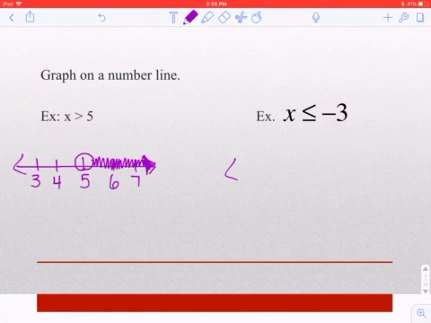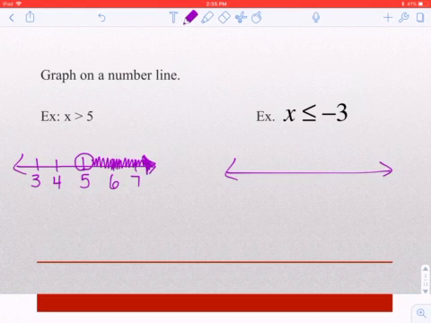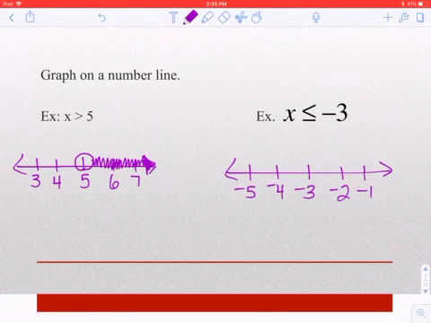For my next example, x is less than or equal to -3. Remember, negatives go in the opposite direction. First, I'm going to put a closed circle at -3 because my inequality sign is underlined. Then I want to shade everything less than -3. So I would shade to the left.